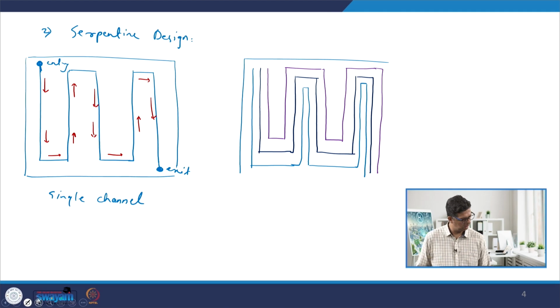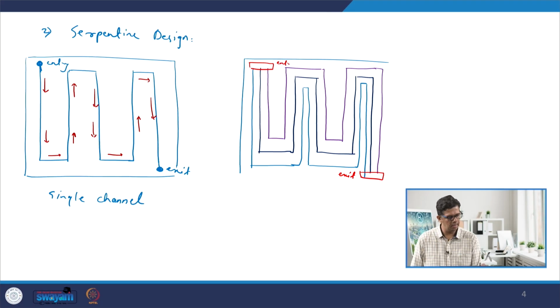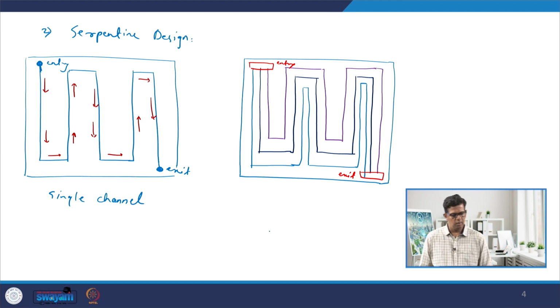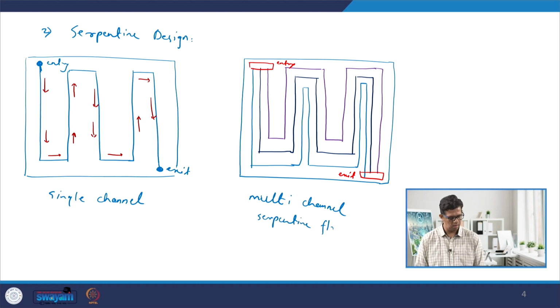Right, so this is the entry point for hydrogen, as an example, and this is the exit. This is the entry, and this is the entire bipolar plate. This is multi-channel. I have shown here an example of 3 channels. We can have a 5-channel design, we can also have a 10-channel design depending upon the size of the bipolar plate. This is the multi-channel serpentine flow field pattern.